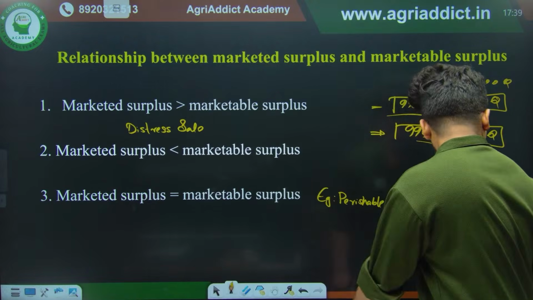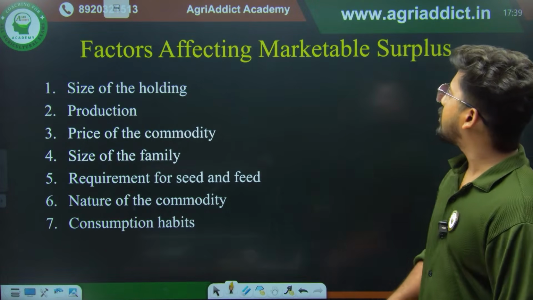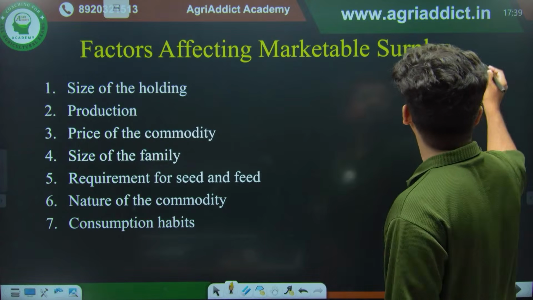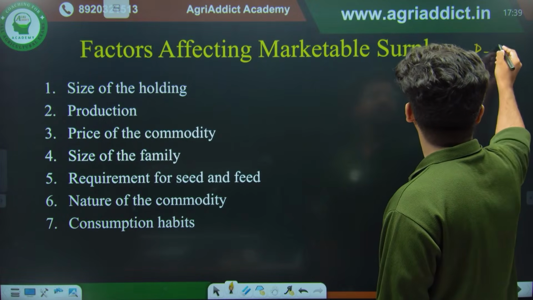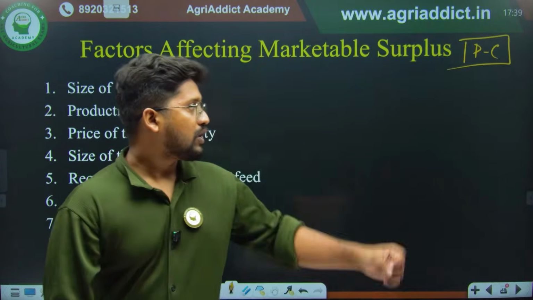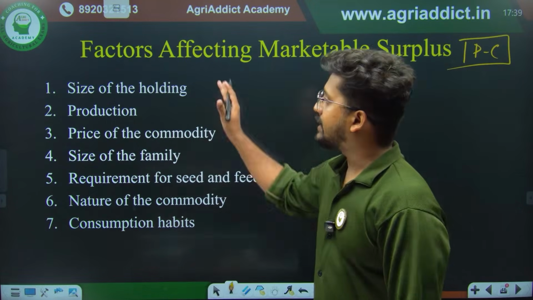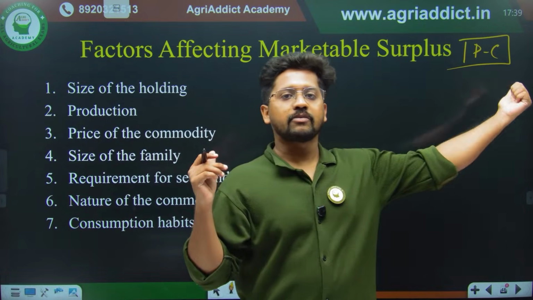Okay, then, the different factors which are affecting our marketable surplus. So always remember, the marketable surplus is nothing other than your total production minus total consumption. So always think about this: total production minus total consumption. So how actually are these factors going to affect our marketable surplus?